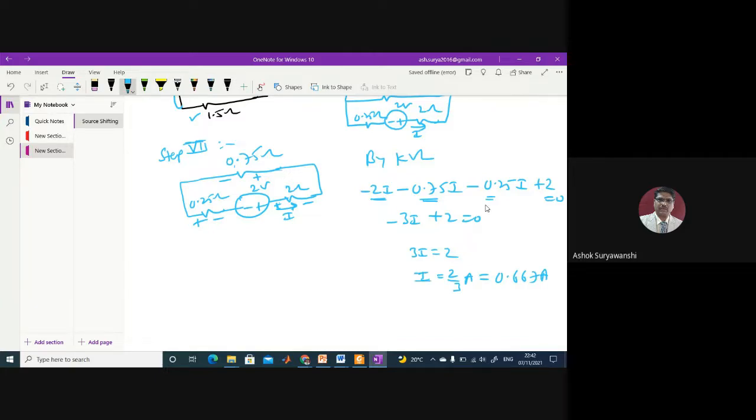The other way is you can use Ohm's law. According to Ohm's law, current is equal to the total voltage in the circuit, which is 2, divided by the total resistance in the circuit, which is 0.25 plus 0.75 plus 2, that is equal to 2 upon 3. So 2 by 3 ampere, nothing but 0.667 ampere.